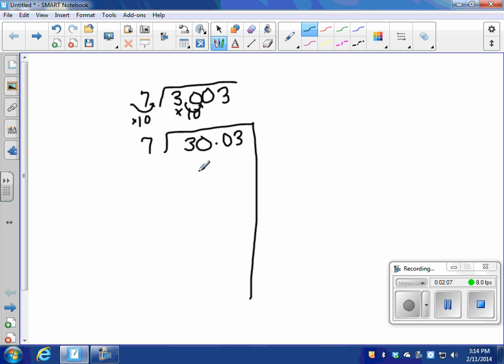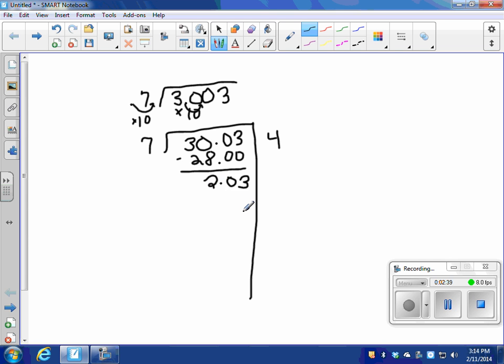Now I can think to myself, how many times does 7 go into 30? I know that if I divide 30 by 7, the most I could do would be 7 times 4 to get 28. So now I'm going to do my subtraction. I want to make sure that when I'm subtracting using decimals, I line up my decimal points. Then 30 minus 28 gives me 2.